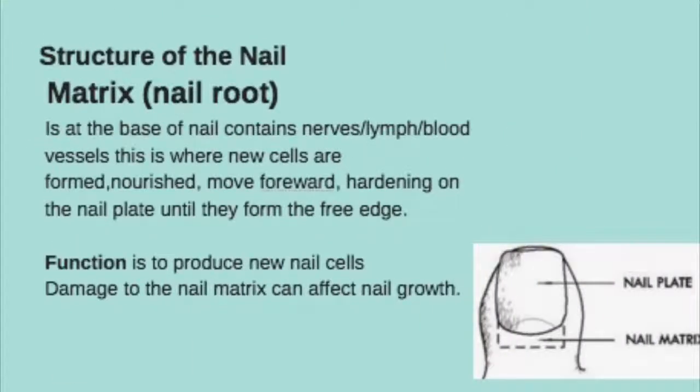The matrix. This is also known as the nail root. The matrix is at the base of the nail and contains nerves, lymph, and blood vessels, and this is where new cells are formed, nourished, move forward, hardening on the nail plate until they form the free edge. The function of the matrix is to produce new nail cells. Damage to the nail matrix can affect nail growth.